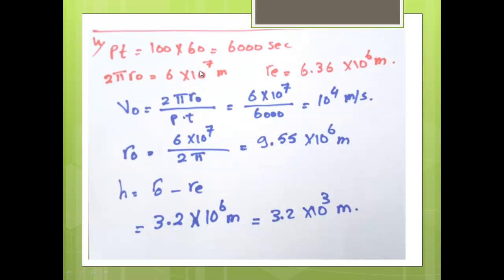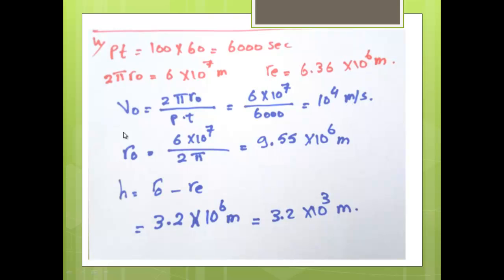Let's see the answer. The periodic time, 100 minutes times 60 becomes 6,000 seconds. 2 pi R orbit, it's already times 1000, becomes 6 times 10 power 7 meter, and the radius of Earth after multiplying by 1000 to change it into meter becomes 6.36 times 10 power 6 meter. The velocity of the orbit by using the previous rule, 2 pi R orbit over periodic time. We have 2 pi R orbit, it's already given, and also the periodic time is given. So the orbital velocity equals 10 power 4 meter per second.